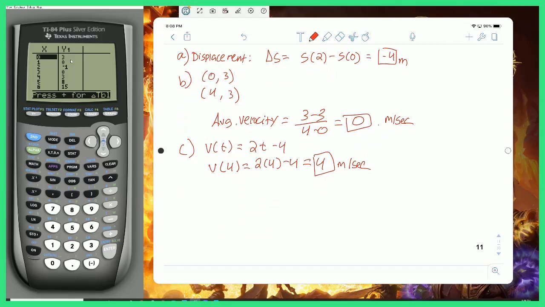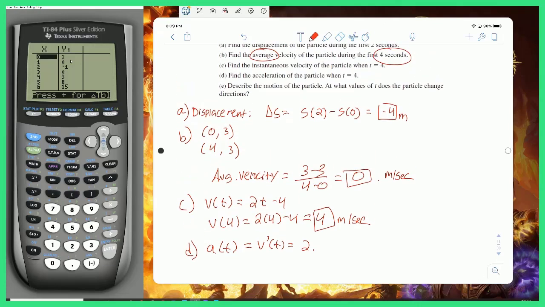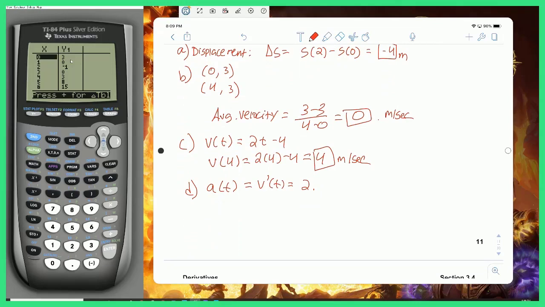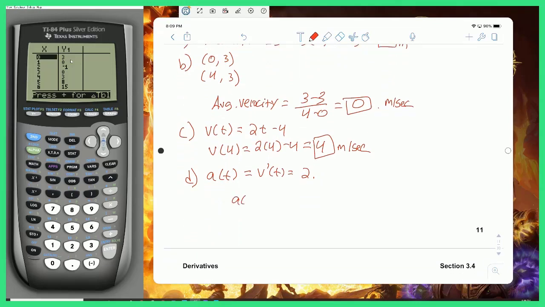D, find the acceleration of the particle at 4. Well, in order to find the acceleration at 4, I need to find the acceleration function. So the acceleration function is the derivative of velocity. The derivative of velocity is 2. So interestingly enough, even though the question asks me what's the acceleration at 4, the acceleration everywhere is just 2. So the acceleration at 4 is also 2 because it's 2 everywhere.